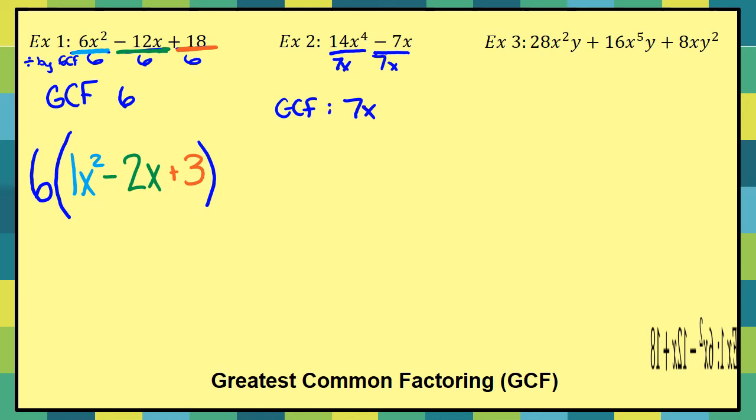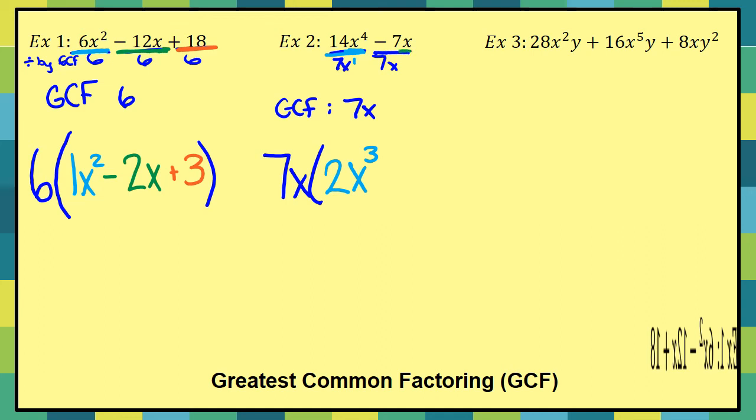So let's show our work. If I divide out a 7x, that would mean 14 divided by 7 is 2. Careful here, x to the 4th divided by x to the 1st. When dividing like bases, we subtract the exponents, right? If I take 1 away from 4, I have 3 left. So we're literally thinking of taking them away.